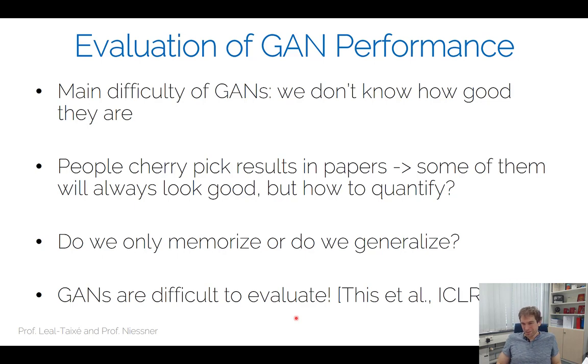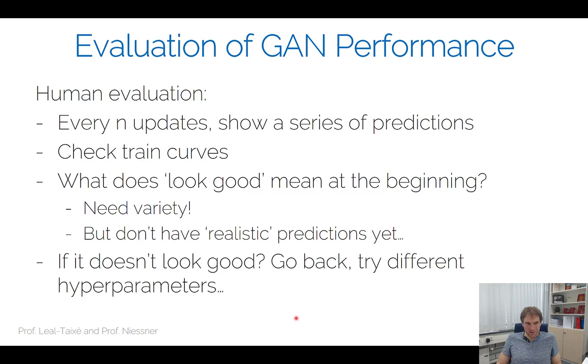So what do we do in practice? One thing I told you is we look at the images, we do human evaluations. Every N update steps, you show a series of predictions. These predictions should typically come from the same latent code. Maybe you're showing 8x8 images, but they're always the same latent codes you're visualizing. Check the training curves, whether you're diverging or the discriminator is collapsing. Check if it's getting better, or if we have mode collapse. These are the things we can do.